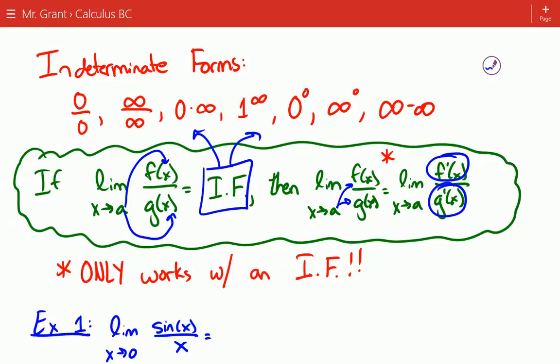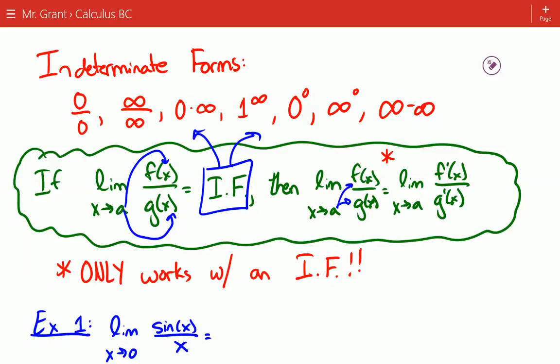We don't use the quotient rule, nothing crazy, it's just the easiest derivative of your life. Take the derivative of the top, derivative of the bottom, and then try plugging a in again. And if a gives you an indeterminate form, take the derivative again and again and again until you actually get an answer. So a lot of times this has the nice quality of simplifying a function down to something that's a little bit easier to work with.